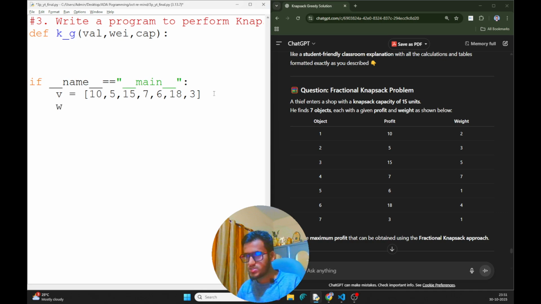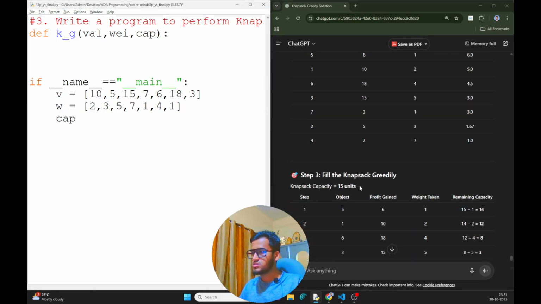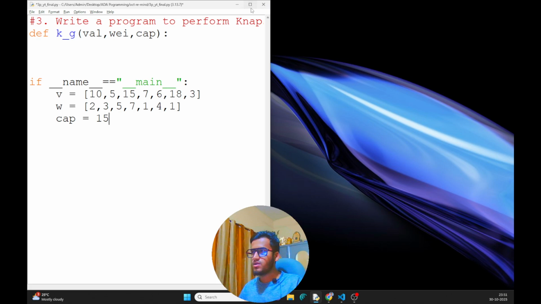So now I will just write the weight. The weight is 2, comma 3, comma 5, comma 7, comma 1, comma 4, comma 1. Yes, it's already done. Then the capacity, you can see the capacity is here, right? Capacity is equal to 15. Done. Yeah, let us close this.